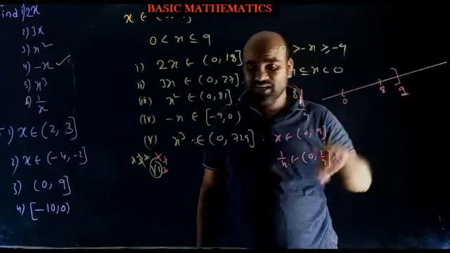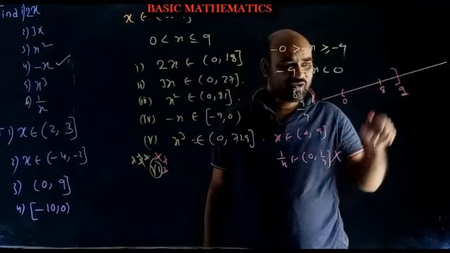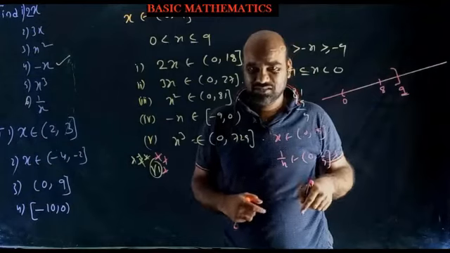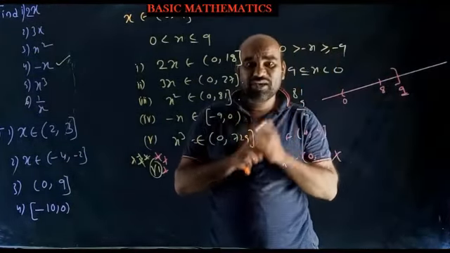The reciprocal of 8 is 1 by 8. 1 by 8 is only greater than 1 by 9, which means 1 by 9 is smaller than all the other reciprocals. Find the reciprocals from 0 to 9. The smaller one is 1 by 9.